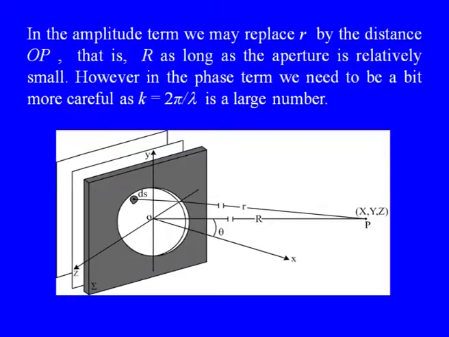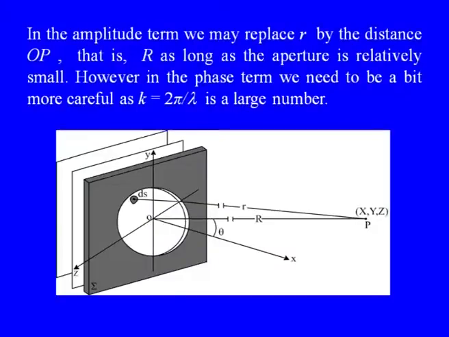In the present case, it would be very large compared to the size of the aperture. Now, in the amplitude term, we may replace small r by the distance OP, the distance of the point P from the center of the aperture. So, we can replace small r by capital R as long as the aperture is relatively small, and it is really small compared to small r or capital R. So, this approximation can be made in the amplitude term.